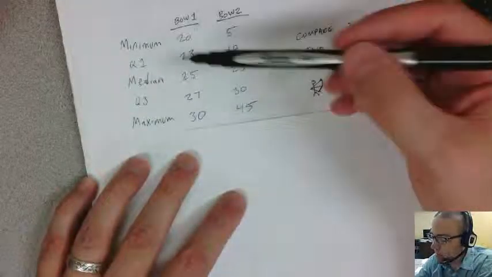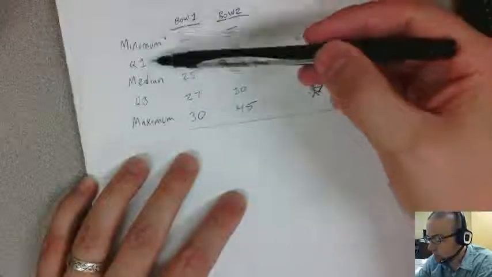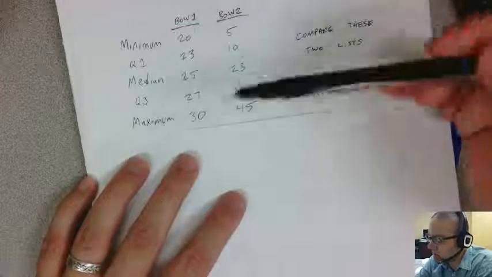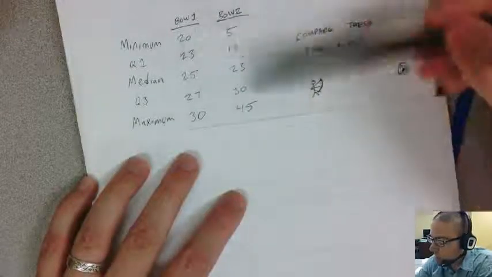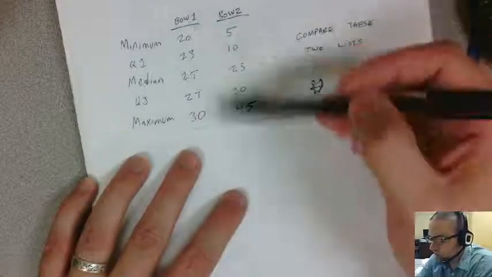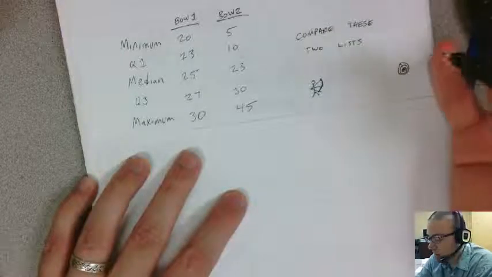Okay, in this example, we've already been given the minimum, which is the same as the low, minimum, Q1, median, Q3, and maximum, which is the same as the high. So we've been given two lists. What we want to do is compare these two lists, and it's kind of hard to tell just with the numbers how they can be compared.